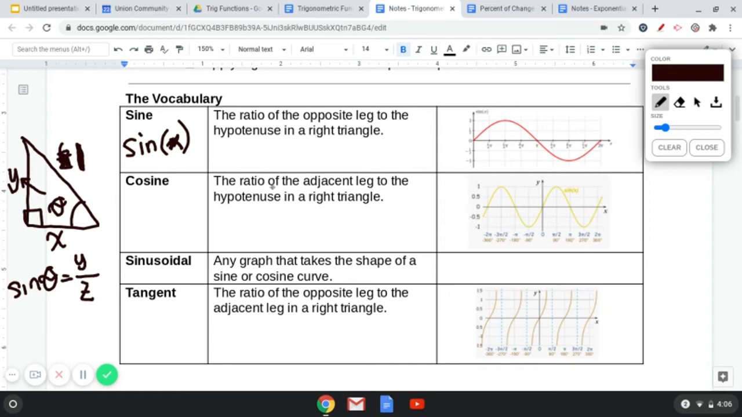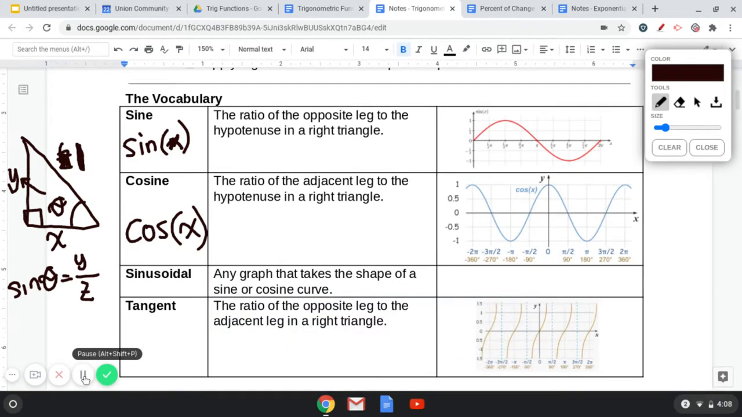And then cosine is the ratio of the adjacent leg to the hypotenuse in a right triangle. And we can write this as a function, cosine of x. So you can type in cosine of x into Desmos, and you will see a graph that does not look like this because this is a sine graph. All right, y'all, I will fix this. Cosine curve. All right, hang on.